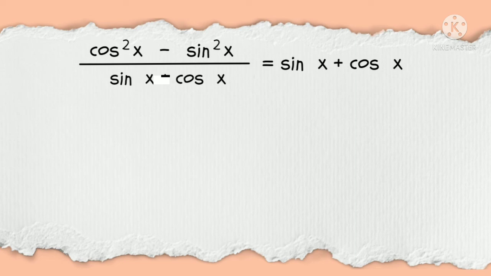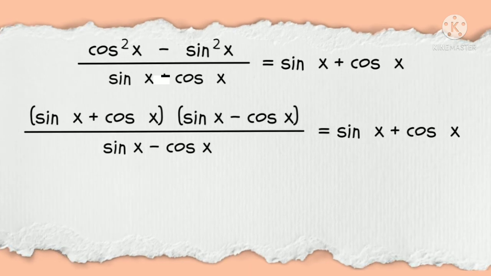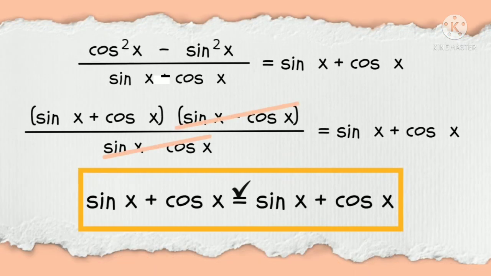Now, as we can see here, the numerator can be expanded with the use of the product of sum and difference to have cosine theta plus sine theta times the quantity of cosine theta minus sine theta all over sine theta minus cosine theta. Just cancel terms since they are similar for us to prove that the left side is equal to the right side.